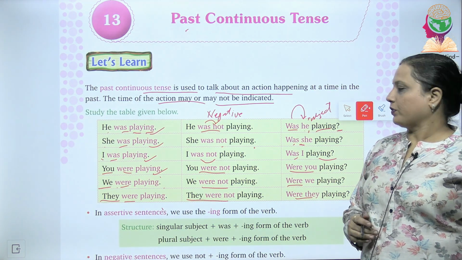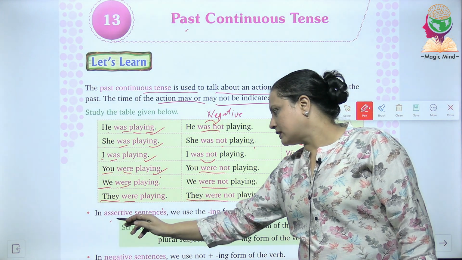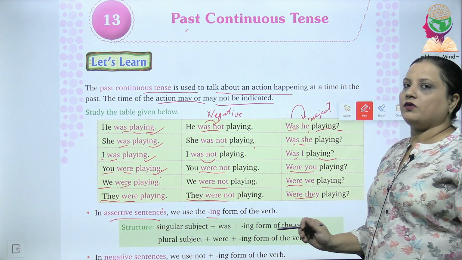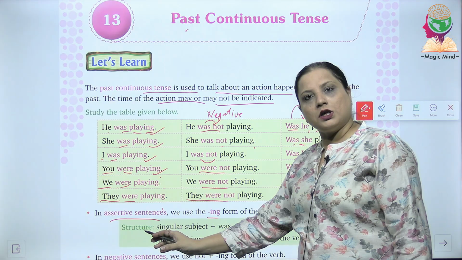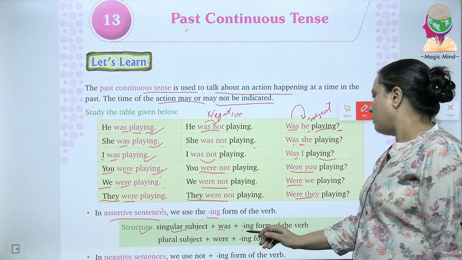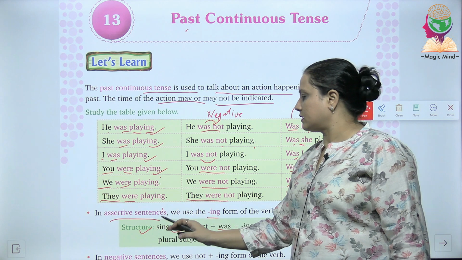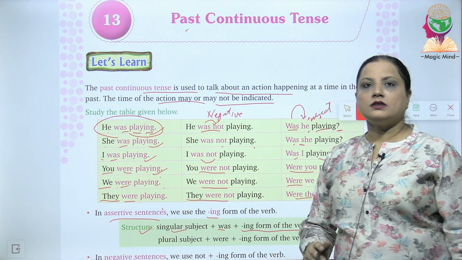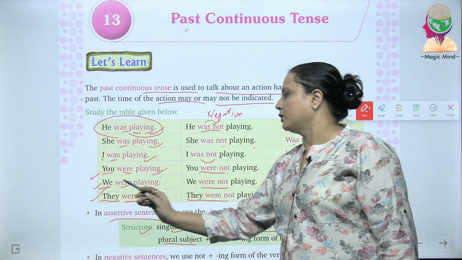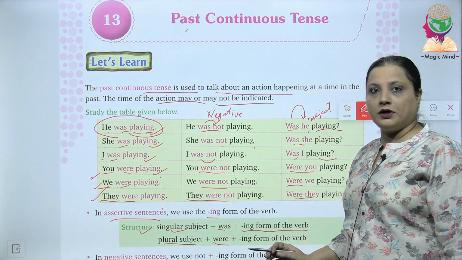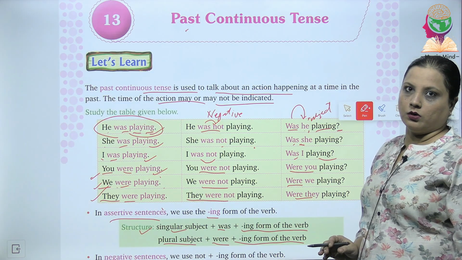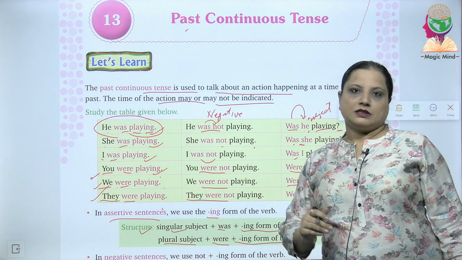Let's now move further. It says that in assertive sentence, or we can say declarative sentence, we use the ing form of the verb. And what is the structure of it? Its structure is singular subject plus was plus ing form of the verb. Now this is the same thing that I told you here in this first sentence. Then in plural subjects, we will add were to it and along with it we will write the ing form of the verb. So this was all about the assertive sentences.